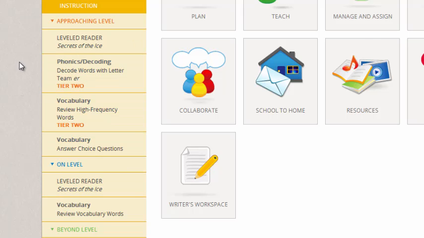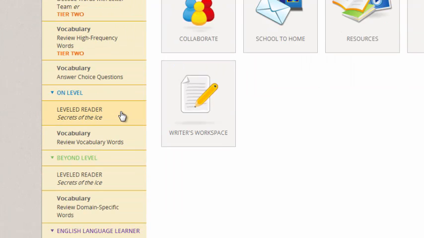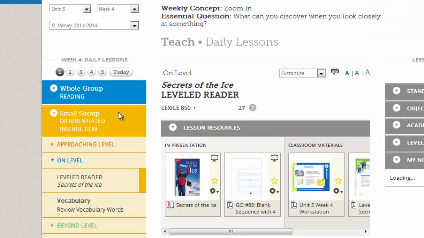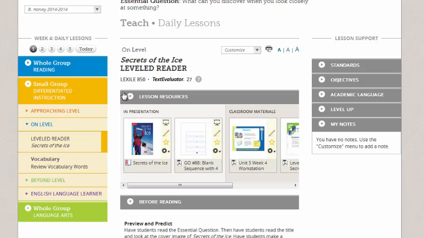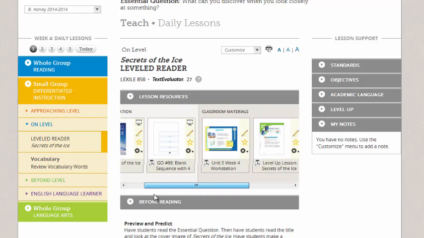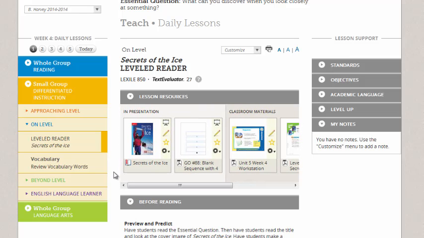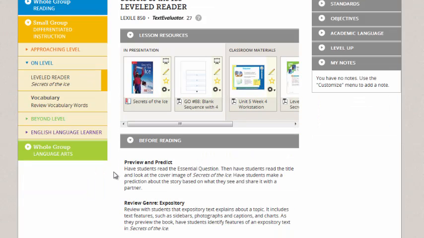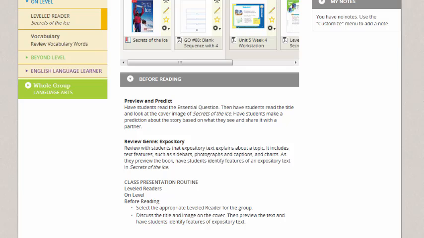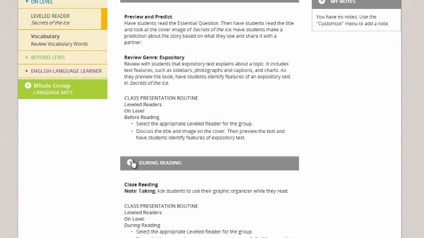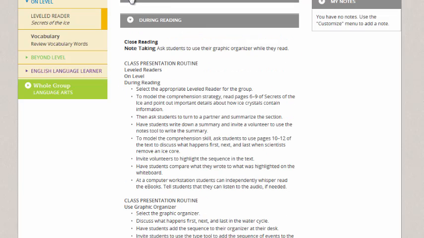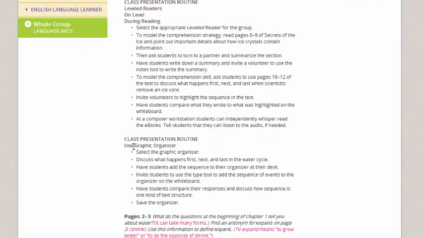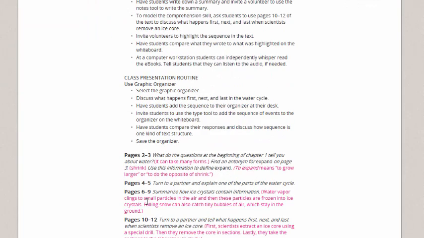Let's go to the on level piece and show how to access the leveled reader. When I click here, the leveled reader and all the resources that I might want to use alongside of instruction with that leveled reader, including the mini lesson that relates to the strategy that's being taught, and the idea of pushing close reading into the guided reading table, are all right here at point of use.